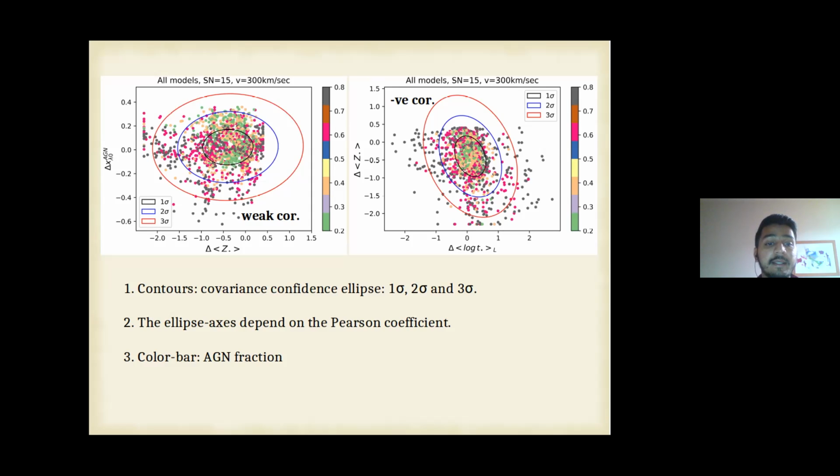The ellipse axes depend on Pearson's coefficient, and hence the shape of the ellipse tells us whether the data has any kind of correlation, if at all. The color bar shows the AGN fractions.